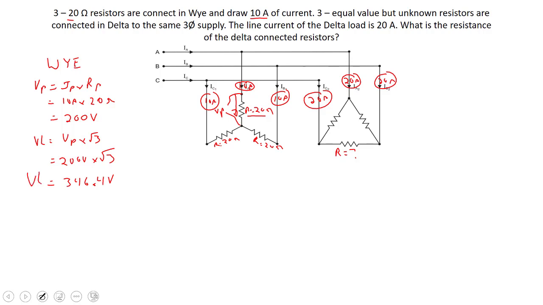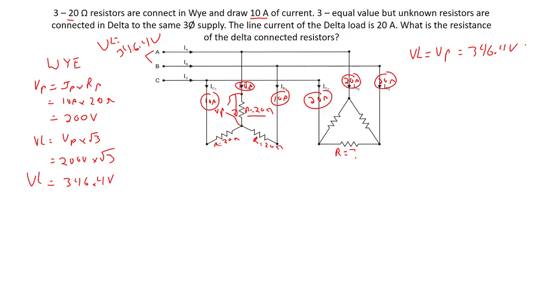So we know that Y and delta both share the same line voltage, A to B, it doesn't matter which load. It's going to have the same V line. So 346.4 volts is our V line. Okay, let's go and have a look at the delta now. So the V line we know is the same value as V phase in delta. There's only one voltage. So that's that 346.4 volts.